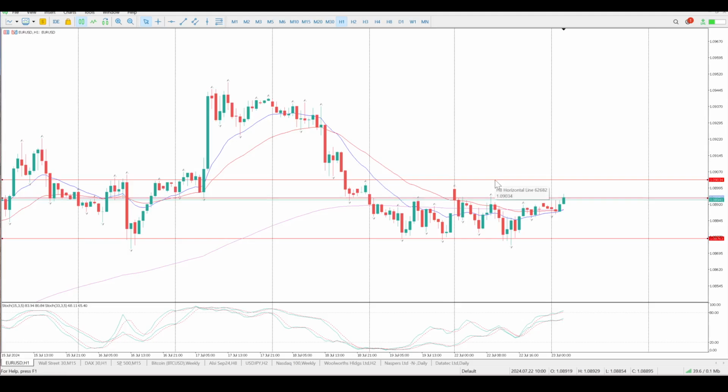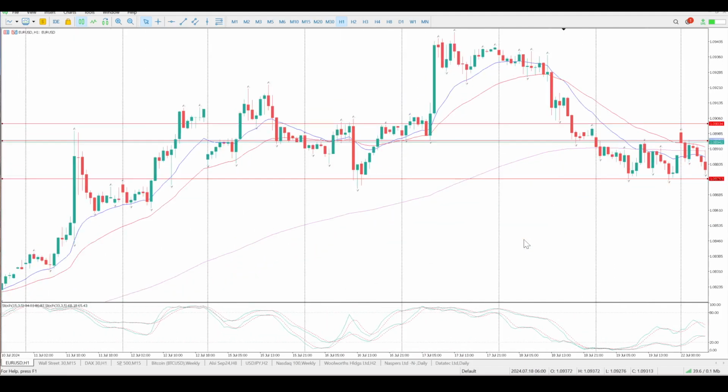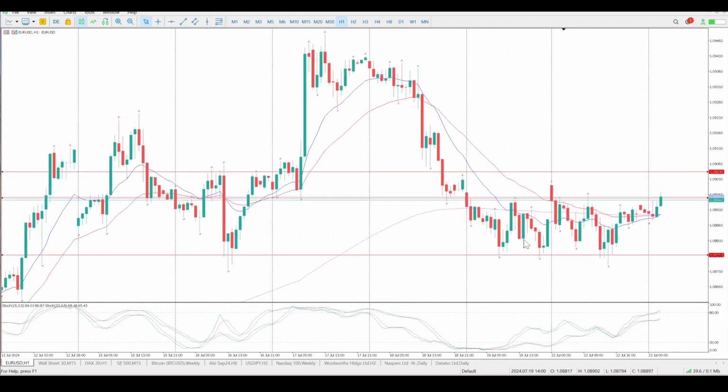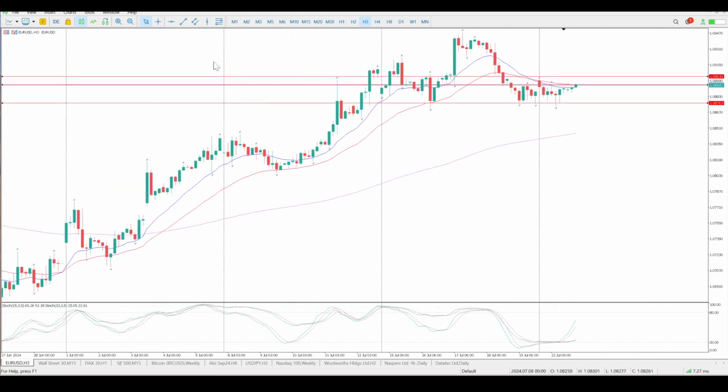I would like to see us recapture 1.09. If we can recapture 1.09 and build a base on 1.09, then I'd be looking for opportunities to the upside. I just don't think we're going to drop below 1.08763. There's just way too much support there at the moment. But if we do, it's going to be a fairly rapid move down, and the next level of support is going to be right here at the 150 EMA on the 3 hour, and that's going to be at 1.08456.